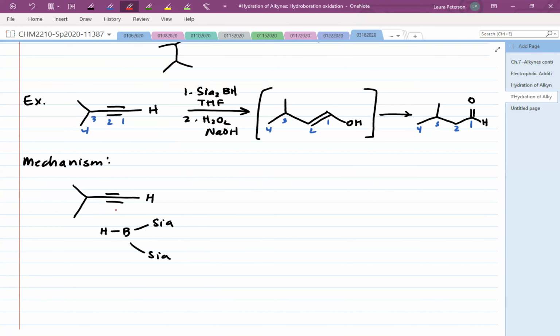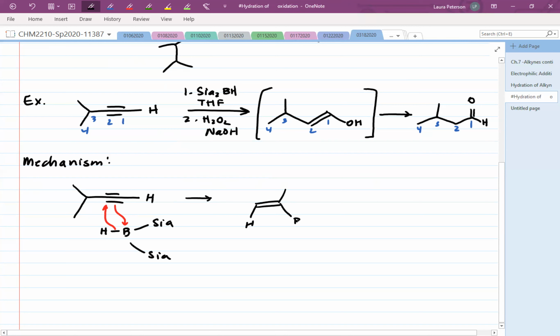So now what follows is the same set of arrows we saw for alkenes. The pi bond is going to attack the boron, the hydrogen, rather, the bond between hydrogen and boron, that hydride with its electrons, are going to attack the more substituted position. And so this is going to give us the product of step one, where we've added H and boron across the carbon-carbon triple bond.